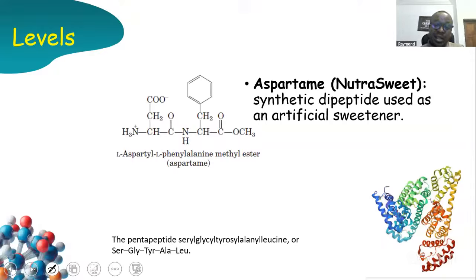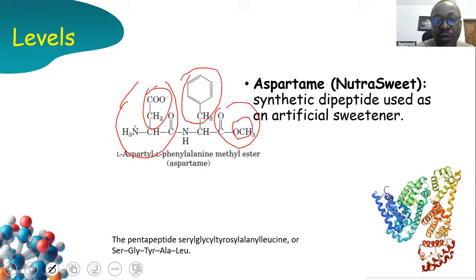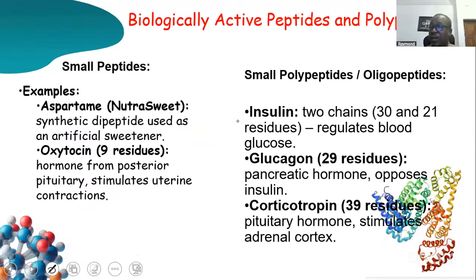So you can see here the aspartame contains aspartic acid, phenylalanine and methanol. So it's called aspartame, L-aspartyl phenylalanine methyl ester, an artificial sweetener that is found even in your soft drinks, where they will say this drink is zero sugar. It is aspartame that is the sweetener there. Those that drink zero soda, zero this, zero that, it is aspartame that you're drinking.